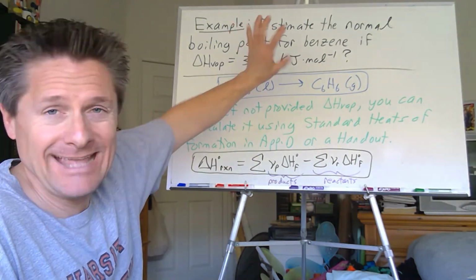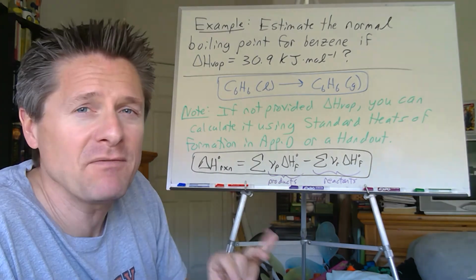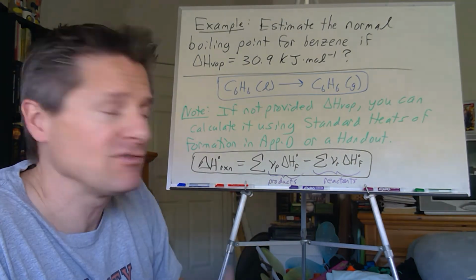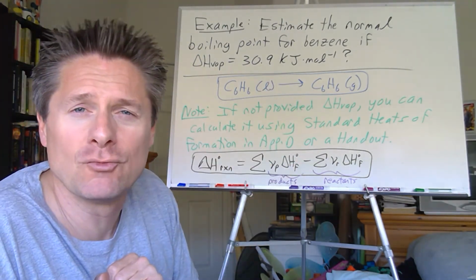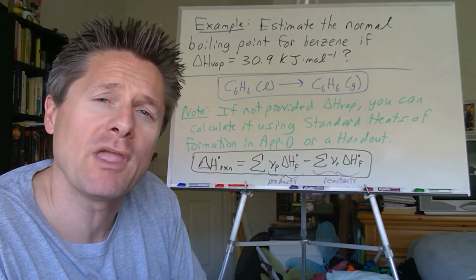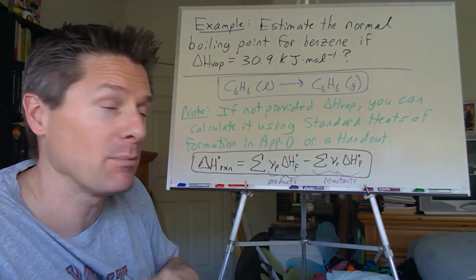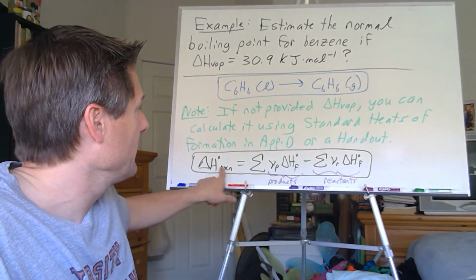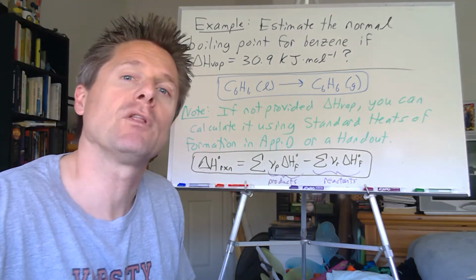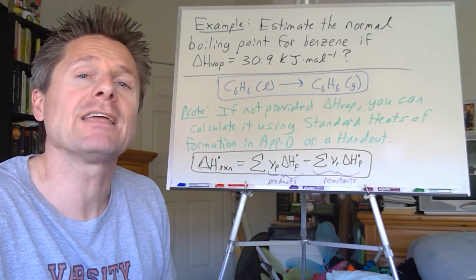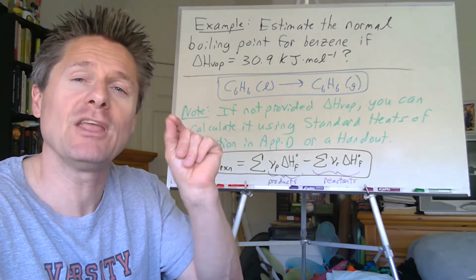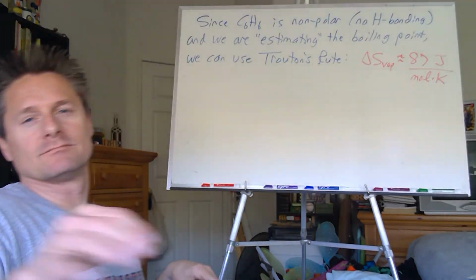So if I ask you to calculate a more specific value, or it has hydrogen bonds, you won't be able to use Trouton's rule and use that 87 joules per mole Kelvin for the delta S vaporization. You'll have to calculate it this way. You just put an S value there. So let's do these numbers. See if you can calculate it real quick. Pause the video, calculate it, see if you get what I get.